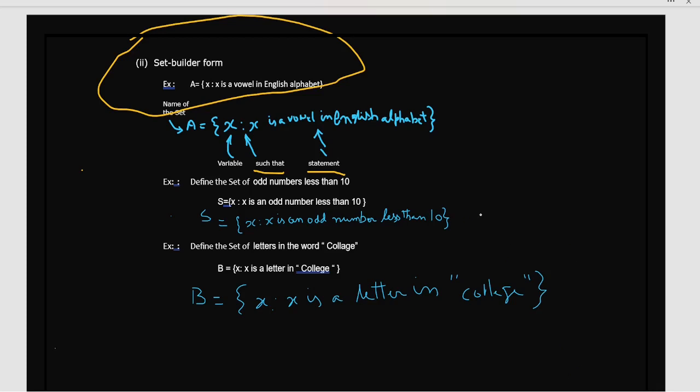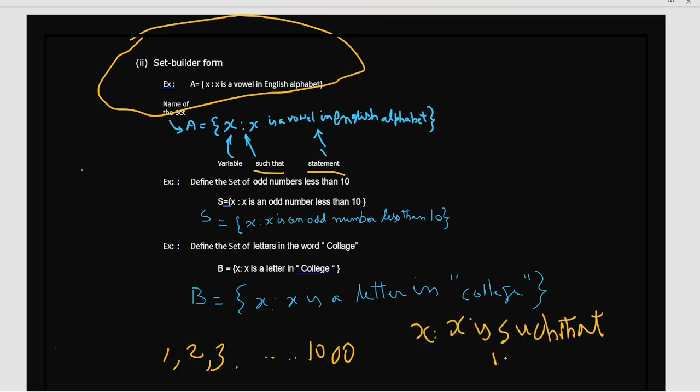Why roster form and why set builder form? In roster form, suppose you wanted to write all the natural numbers up to 1000. How will you write that in the roster form? It takes 1, 2, 3, like that. You keep on writing up to 1000. It's practically not possible. In set builder form, you can write a simple statement: x such that 1 ≤ x < 1000. You can write less than or equal to 1000. That means all the numbers between 1 to 1000 qualify to be an element of this set. That's all there is to it.